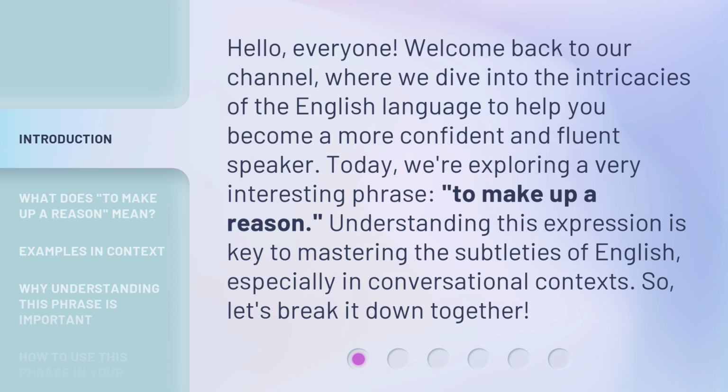Today, we're exploring a very interesting phrase, to make up a reason. Understanding this expression is key to mastering the subtleties of English, especially in conversational contexts. So, let's break it down together.